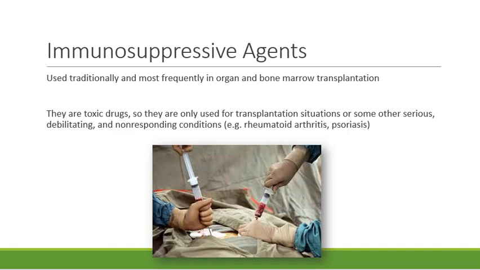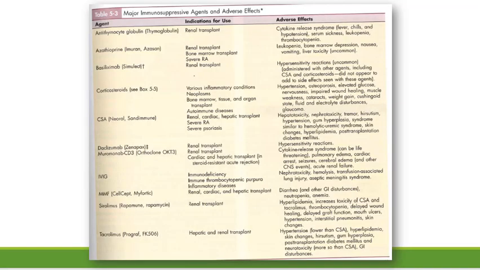Next up, immunosuppressive agents, used traditionally and most frequently in organ and bone marrow transplantation. These are toxic drugs, so they are only used for transplantation situations or some other serious, debilitating, and non-responding conditions. So here are the major immunosuppressive agents, and there are many adverse effects associated with them. There is an increased risk of infection, including fungal, bacterial, and viral infections.